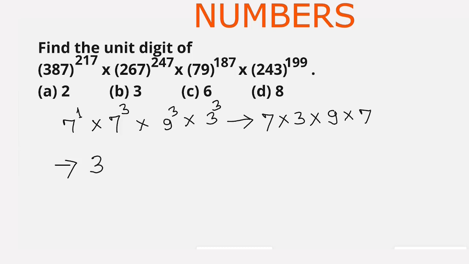So the ones place or unit digit of this question is 3. That is, 387 to the power 217 multiplied by 267 to the power 247 multiplied by 79 to the power 187 multiplied by 243 to the power 199 has the unit digit 3. And from the given options, our answer is option B, 3.